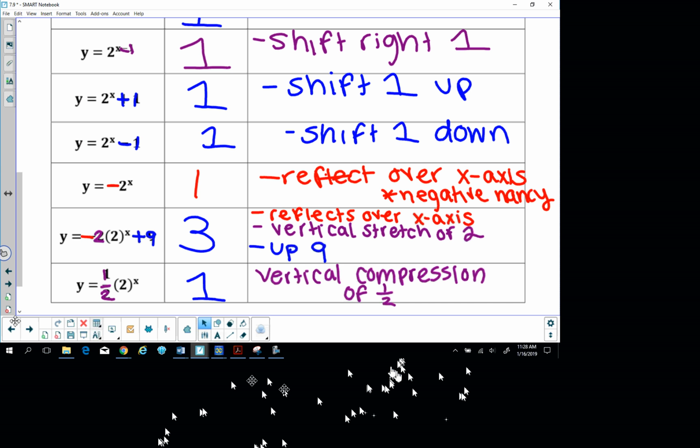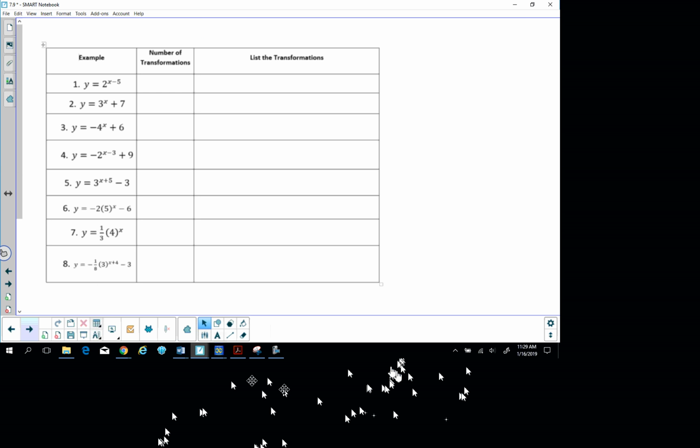Does anyone have any questions about any of this? I get 3. There's 3 things that happen. 1, 2, 3, because this is saying how many transformations. And so now you're going to go to that second sheet. Do you guys see it? It looks like this. And so you're just doing the exact same thing. So you're doing the number of transformations. Hold on.